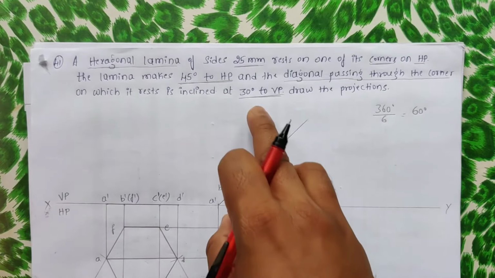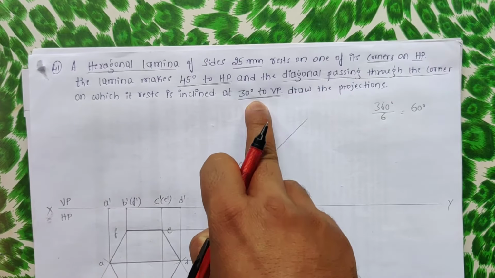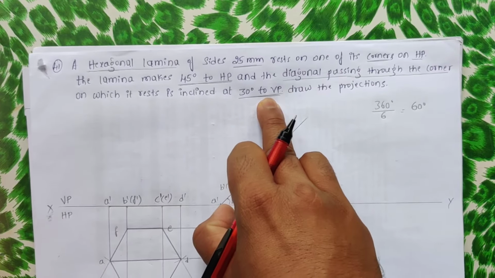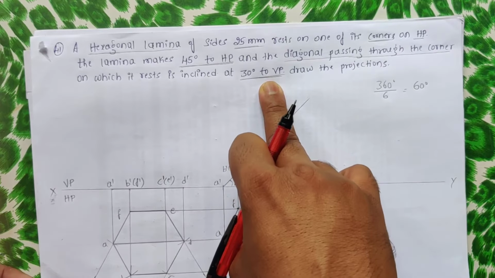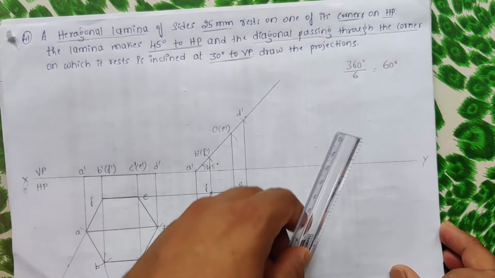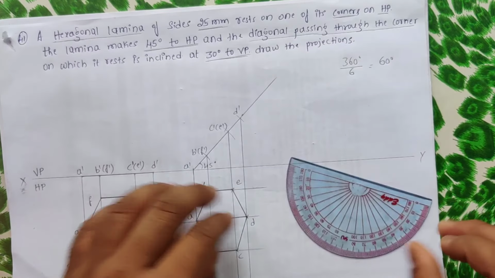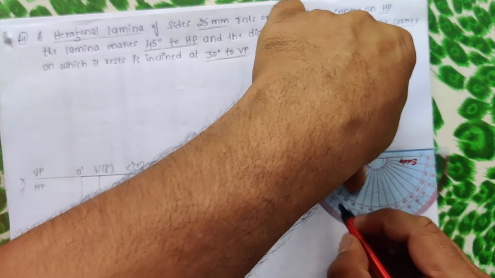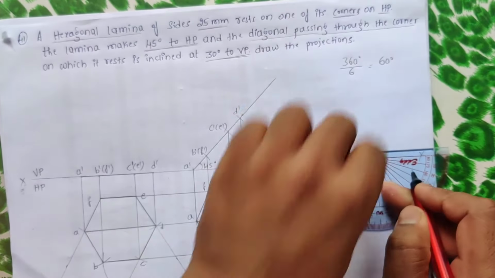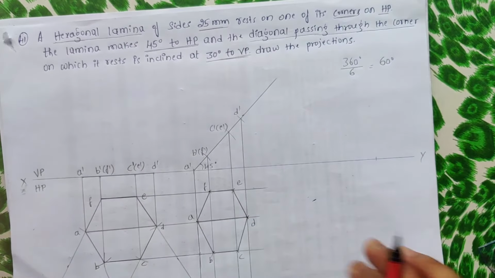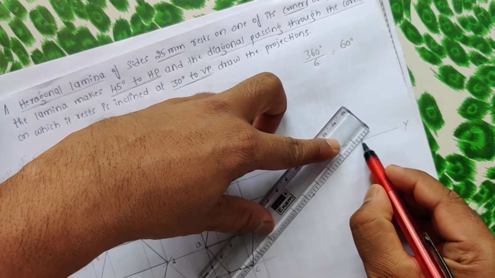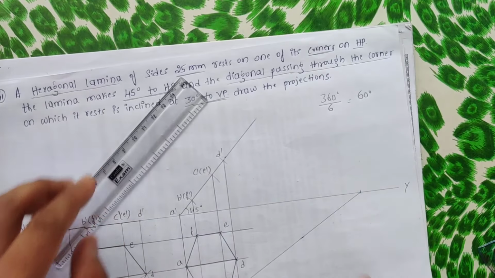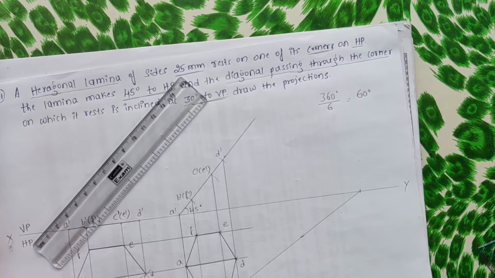So first we have to consider the given angle in the problem. He has given inclined at 30 degree to VP. So inclination with respect to VP can be seen in HP, right? So now let me consider the 30 degree this way. Measure 30, this will be the 30 degree. Okay, so now draw the 30 degree line first, thin line, right?